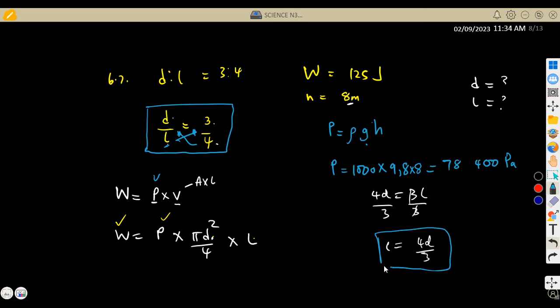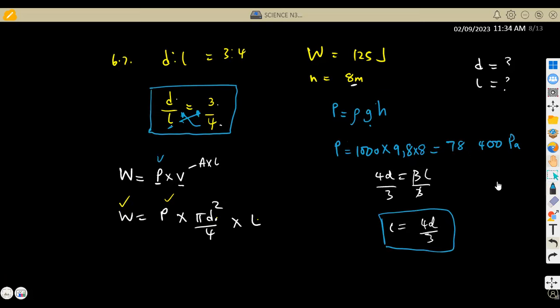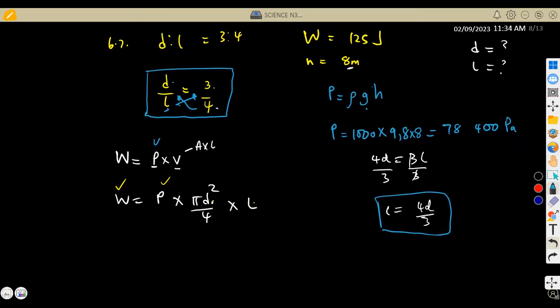So we can substitute this, then we know that we are just left to find D because in the equation we have got everything here. Let's substitute what we have. The work done, remember we are given that our work done is 125, so we're going to have 125 is equal to the pressure that we calculated, 78,400, times pi d squared over 4 times the stroke length in terms of d, which is 4d over 3. So that's what you're going to have.